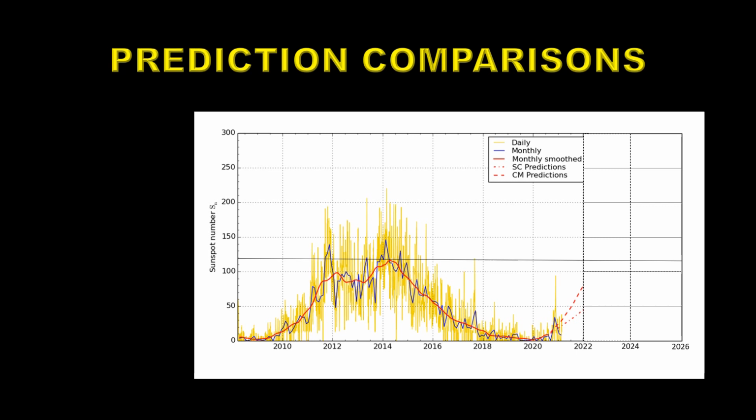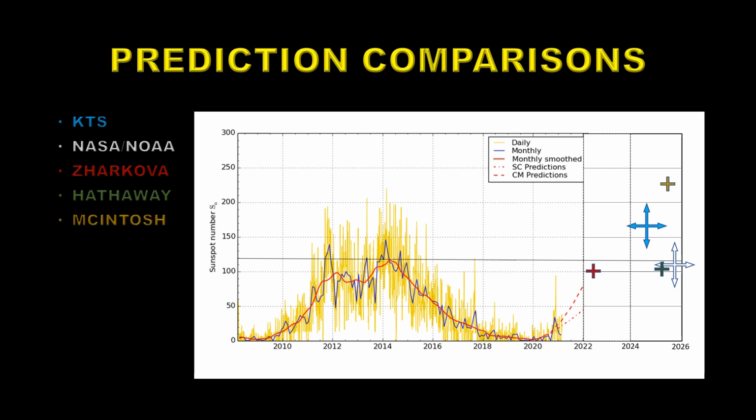Well, we've got a number of predictions already for this cycle, so let's take a look at some of them. Here's the one that we just produced ourselves, and this is the NASA NOAA prediction, which is very similar to solar cycle 24 and peaking in 2025. Here's Zharkova's prediction. This one is by Hathaway, one in green, which is very similar to the NASA NOAA panel, which of course is not surprising because he was on the NASA NOAA panel. Pat McIntosh is forecasting quite a robust cycle, and I hope he is right.